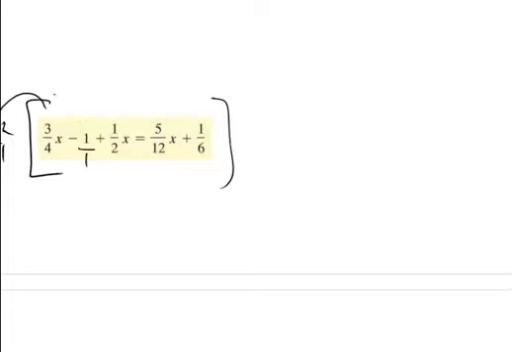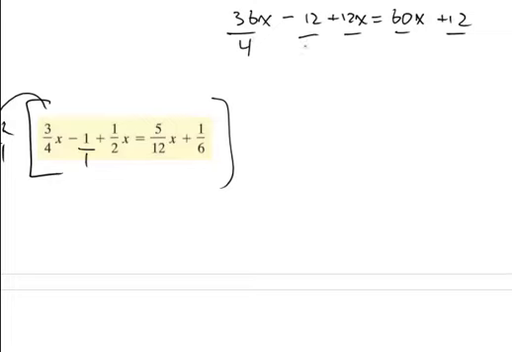Okay, so 12 times 3, I'm going to write that over here. That's going to be 36x minus 12 plus 12 with an x equals 12 times 5 is 60 with an x plus 12. Now again, if you remember, my bottom numbers stay the same. So that's still a 4, that's a 1, that's a 2, that's a 12, and that's a 6.